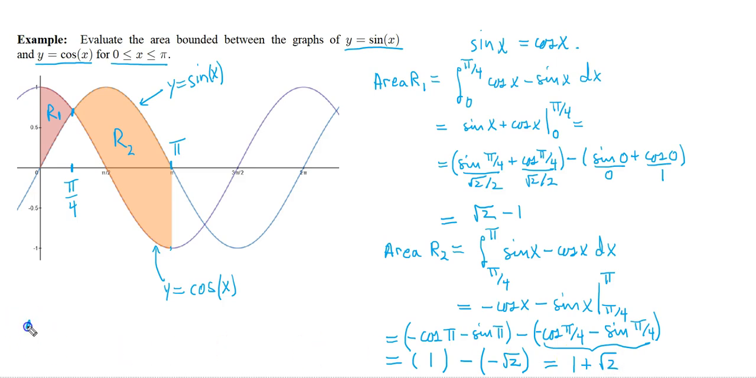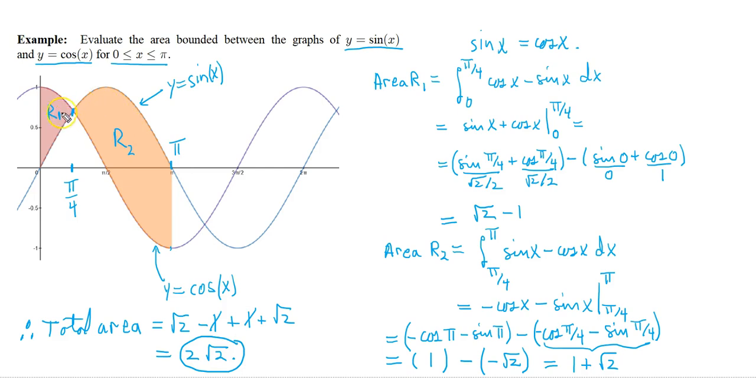So therefore our total area of the region bounded between these two curves is the area of R1 plus the area of R2. That's the area of R1 plus this. That's the area of R2. And of course we get 2√2. And there we go. We have found the total area of the region bounded between the sine and cosine curves.